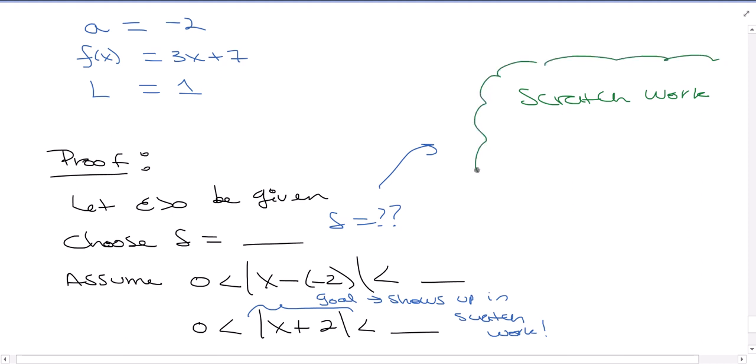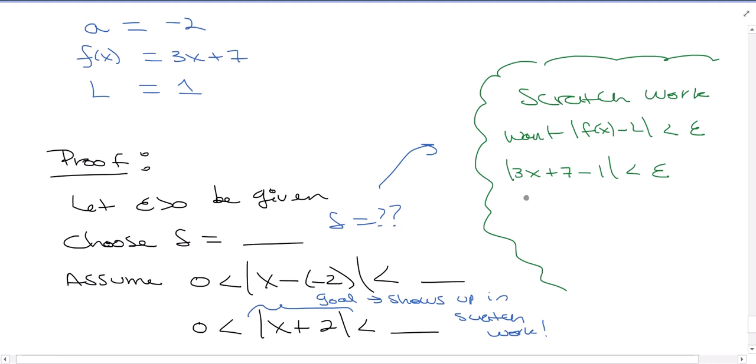With our scratch work, we start with what we want. So we want the absolute value of f of x minus L to be less than epsilon. That means we want the absolute value of 3x plus 7 minus 1 to be less than epsilon. So what is this? 3x plus 7 minus 1 is 3x plus 6, less than epsilon. Factor out a 3, so 3 times the absolute value of x plus 2 is less than epsilon.